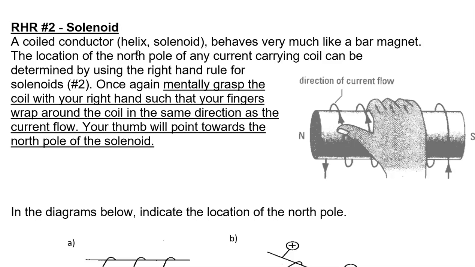So a coiled conductor, also known as a helix or a solenoid, those are all the same thing. It behaves very much like a bar magnet. The location of the north pole of any current-carrying coil can be determined by using the right-hand rule for solenoids. Once again, mentally grasp the coil with your right hand. Our thumb is now not in the direction of the current. Our fingers are in the direction of the current. All right? So our fingers are in the direction of the current flow. Your thumb is going to point in the direction of the north pole in this case.